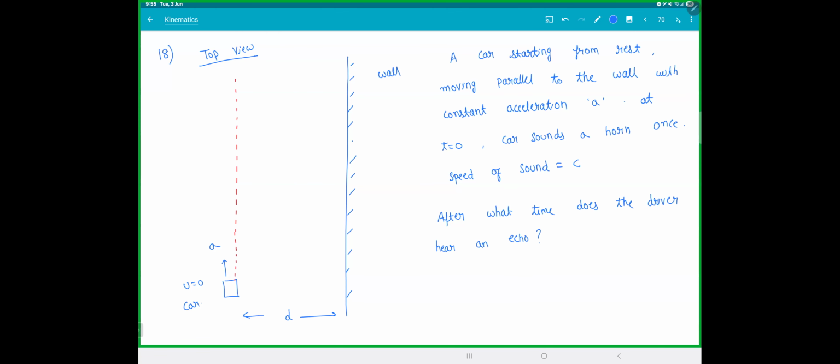You know what an echo is, right? The reflection of sound on the walls. So this guy sounded a horn at t equals 0. That sound goes and hits the wall and bounces. So you get everything in variables. After what time does this observer hear an echo?